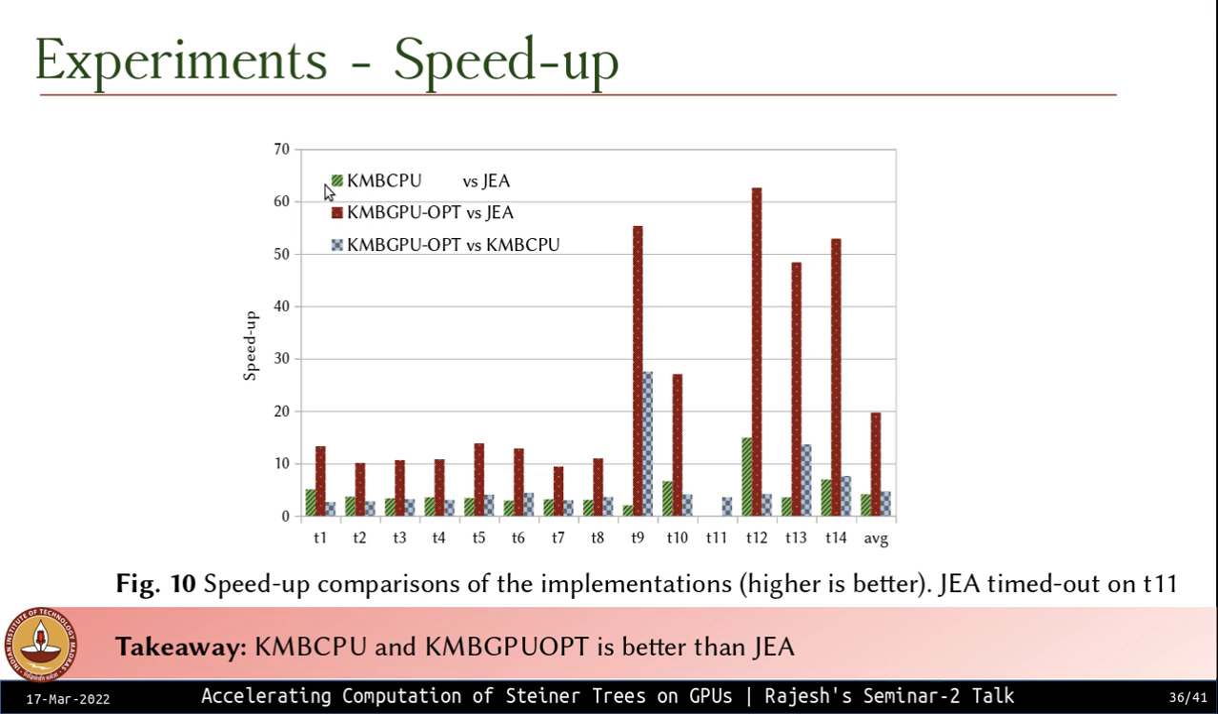Notice that our CPU implementation, which actually terminated well within 30 minutes and produced the answer for T11 instances, would not have happened if we had not incorporated that CPU SSSP halt optimization that we talked about a couple of slides before, right?